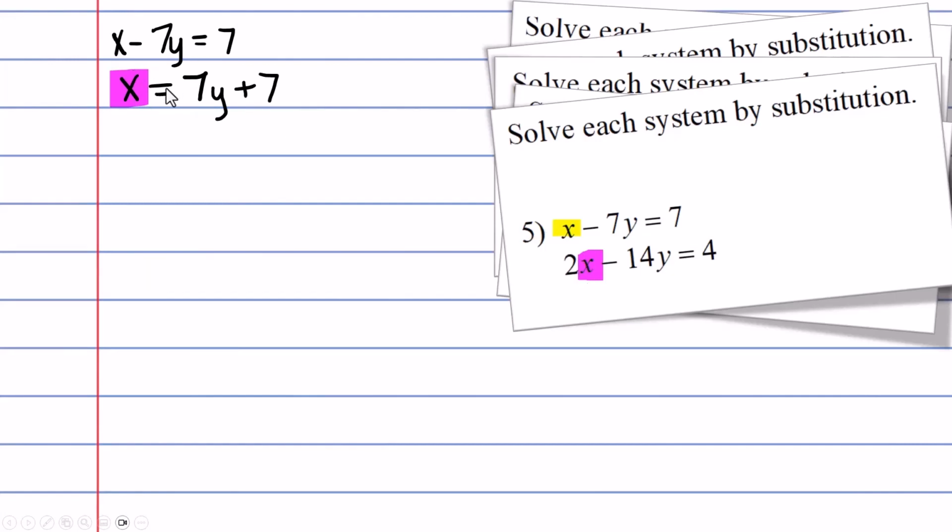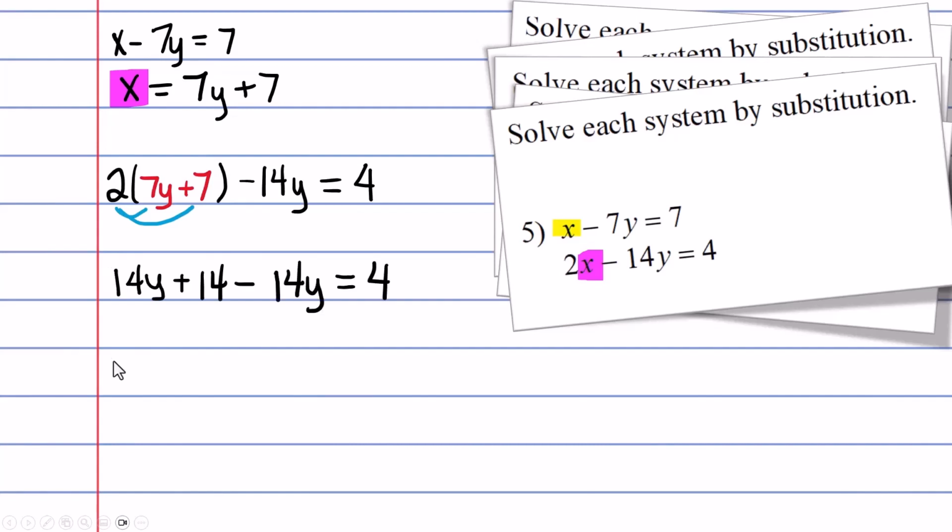Here's one thing. Don't substitute back into the one you just played with. Take the first equation and substitute it into the second equation. So we put the 7y plus 7 in there, we run the 2 through with distributive property, and we start simplifying, and you're going to notice weirdness start happening now.